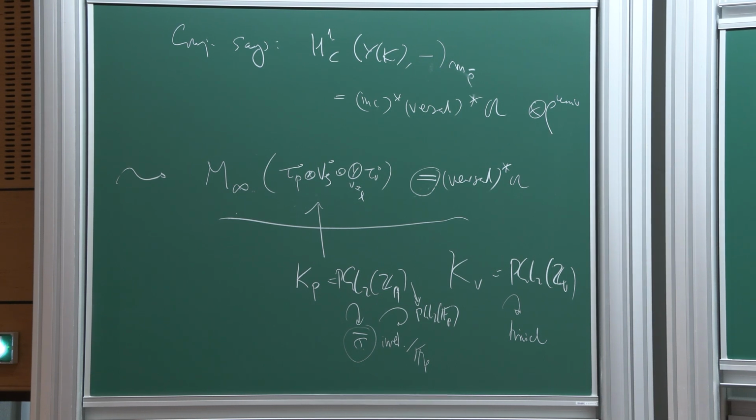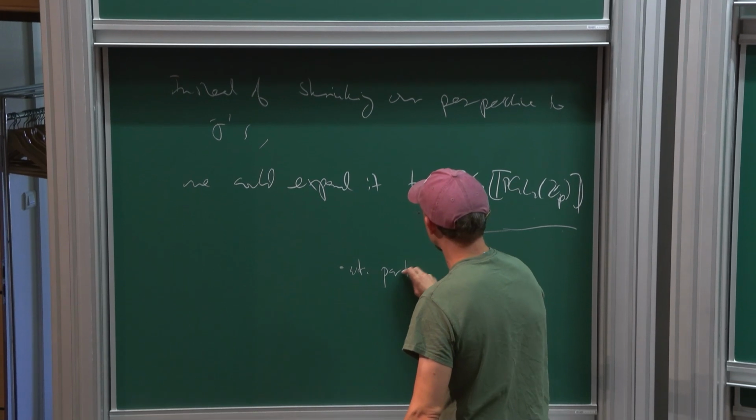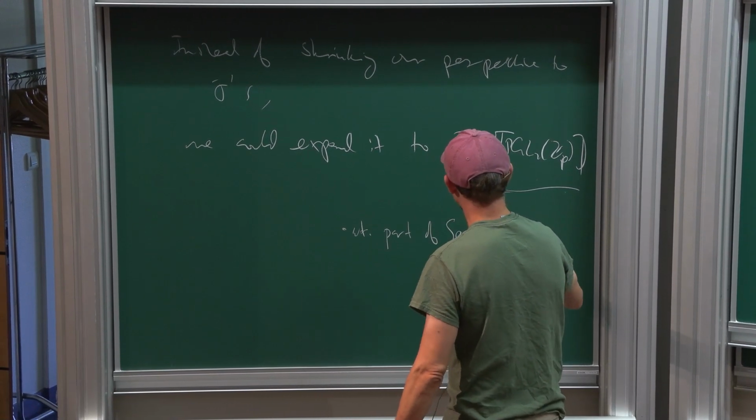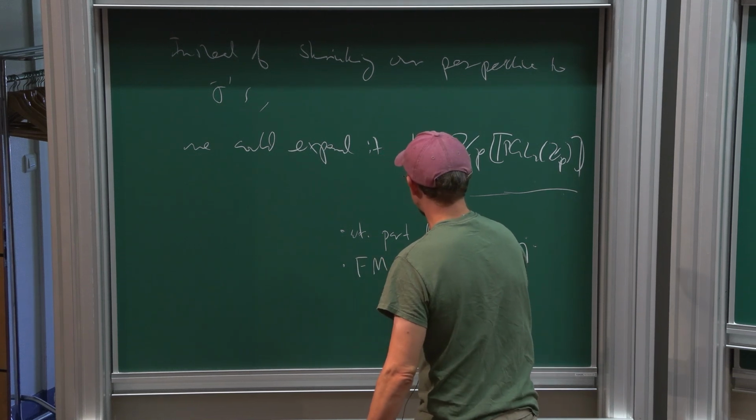So that's sort of where eigenvarieties and the analytic picture come into the story. And so the questions that people have studied related to these M infinities and these multiplicity spaces are things like the weight part of Sayre's conjecture, and of course the Fontaine-Mazur conjecture.